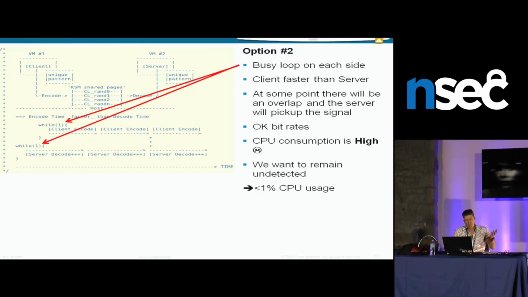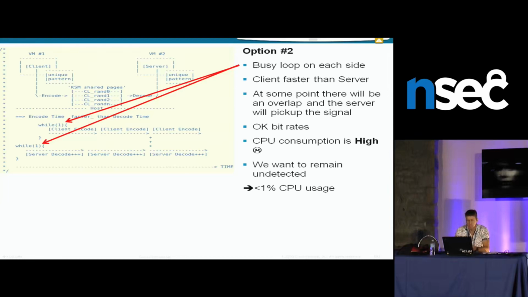Option 2. So then the other option is basically, well, I'm just going to have a while one loop on the client side, a while one loop on the server side, and I'm just going to adjust the client to run slightly faster than the server. So at some point in time, those guys will kind of overlap, and when they do, it's going to provide an okay bit rate. The problem with this implementation is super high CPU utilization.